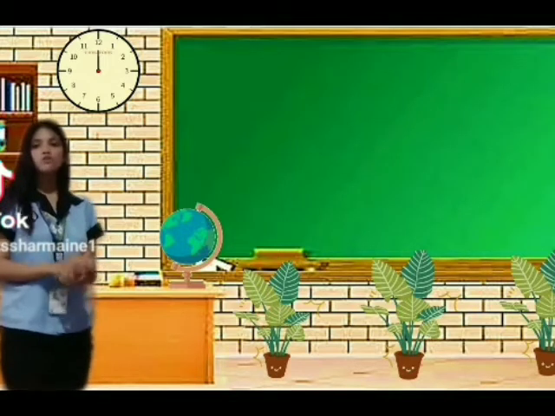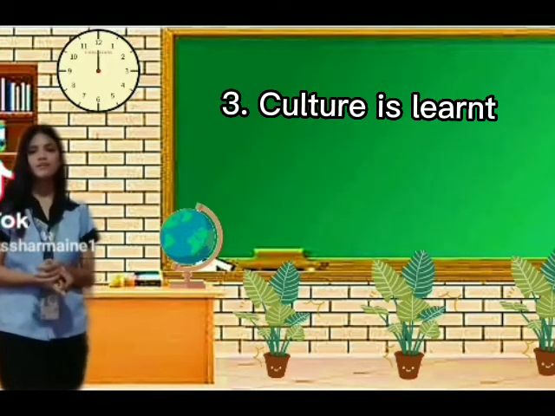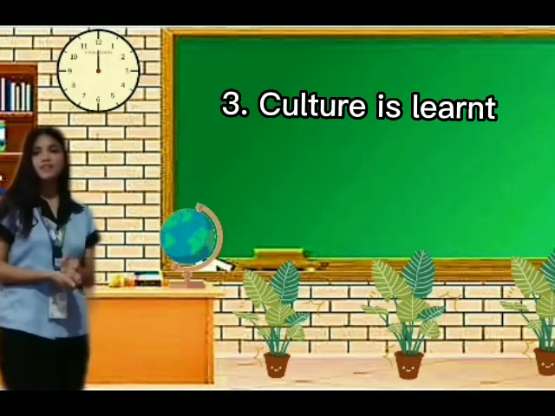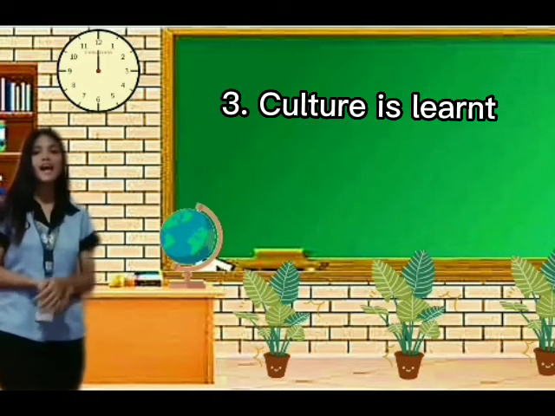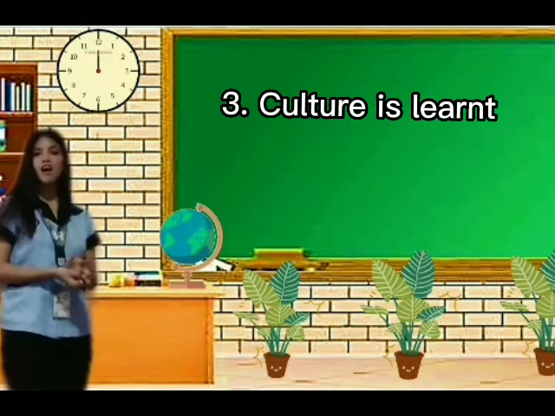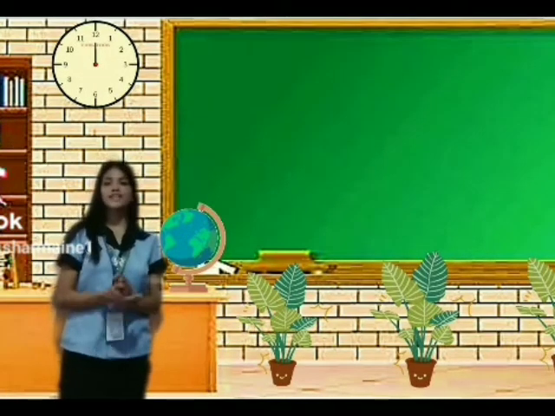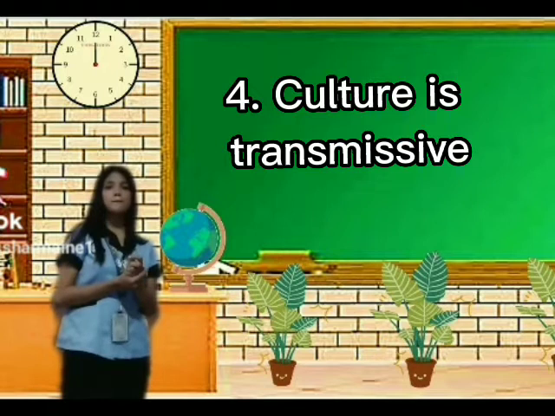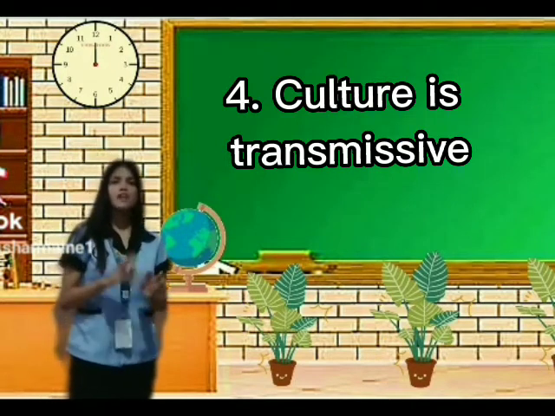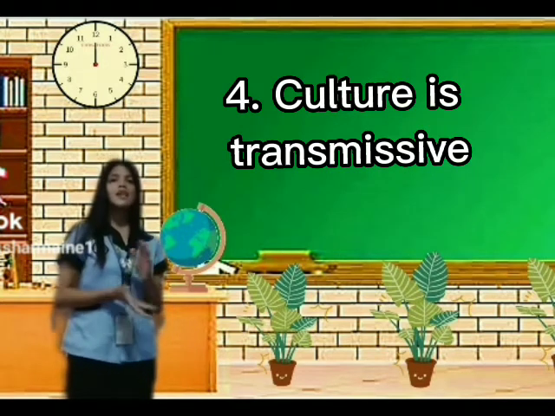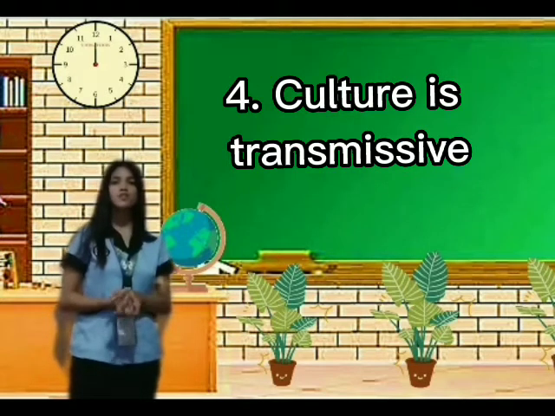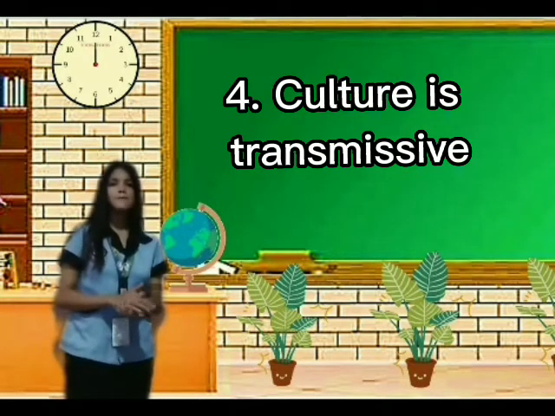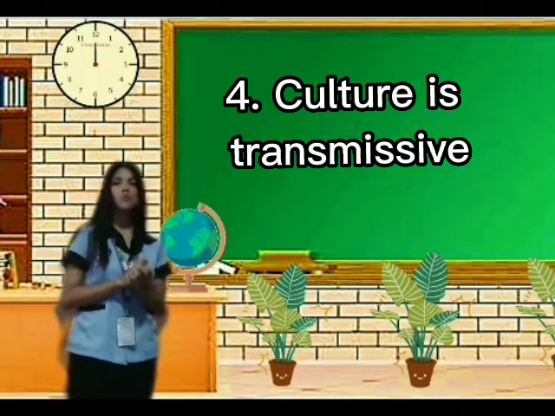And the third is culture is learned. Culture is not inborn. It is learned. Culture is often called learned ways of behavior. Unlearned behavior is not culture, but shaking hands, saying thanks, undressing, etc. are cultural behavior. The fourth is culture is transmitted. Culture is transmitted from one generation to another. Language is the main vehicle of culture. Language makes it possible for the present generation to understand the achievements of earlier generations. Transmission of culture may take place by imitation as well as by instruction.